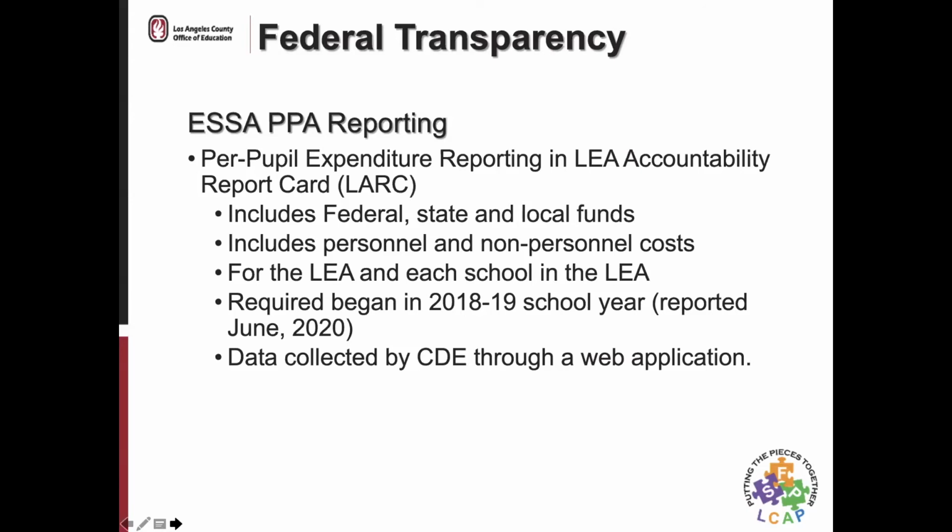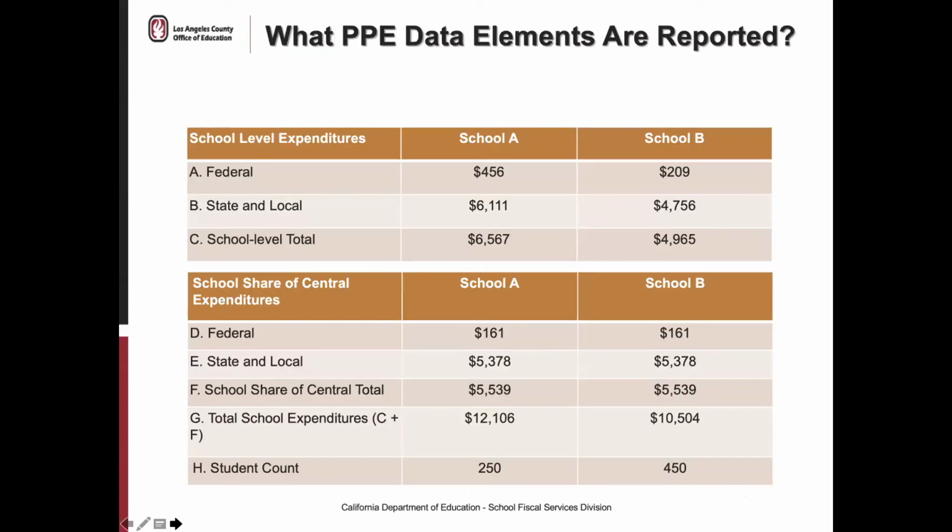And the next slide just shows a chart with an example of what's reported. Again, federal, state, and local expenditures, and then school level expenditures at various schools, broken out by shares of central office expenditures at the bottom. So what's spent at the district level, what's allocated to school sites. And you should have information on that. If not, there is the CDE website. You need to contact them and get your password and information to access that.